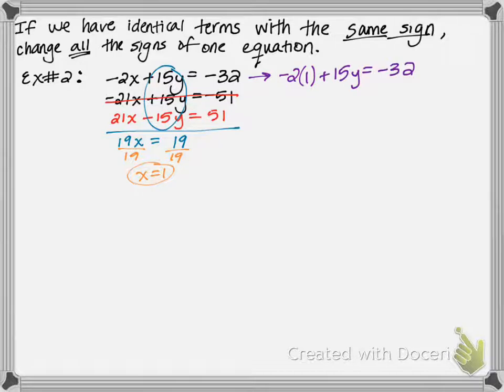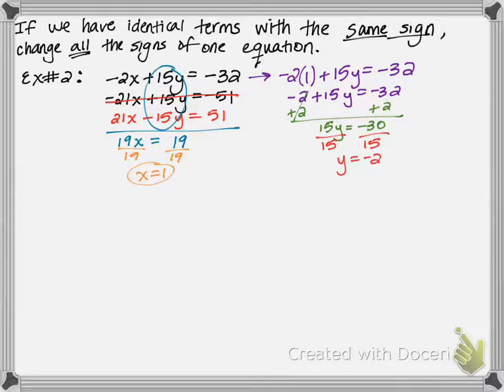And then, of course, like I mentioned before, we substitute in the value for x into one of the equations, so that way we can solve for y. So I did that here, add 2 on both sides, divide by 15, y equals negative 2. So (1, negative 2) is the solution.